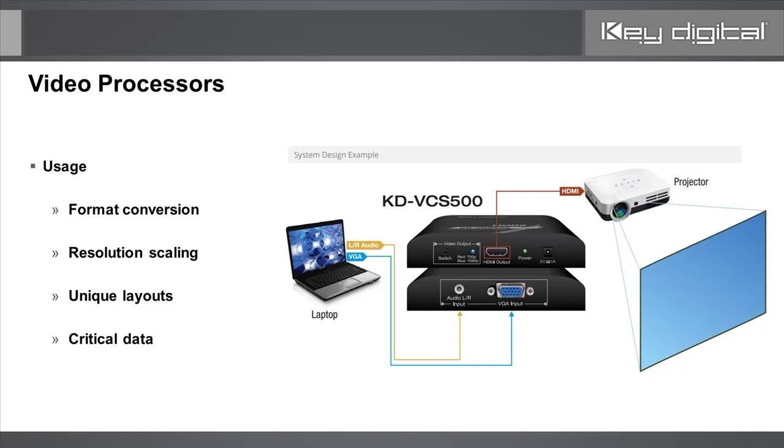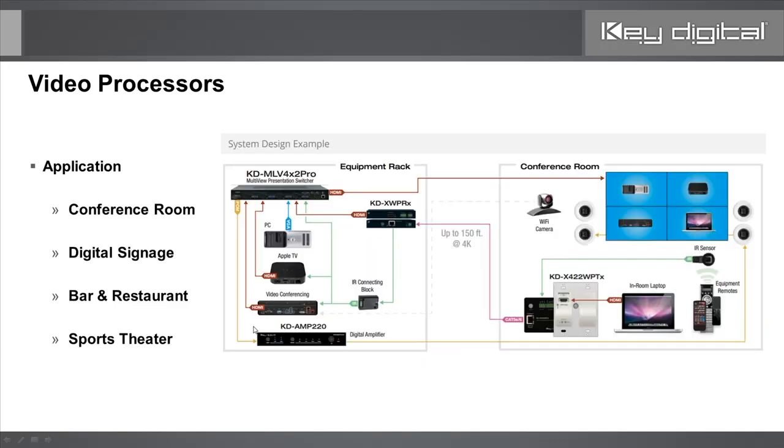But anymore, it's more about having unique layouts on the screen. They can help foster better collaboration and viewing of critical data. So those applications where you may be using those video processors, conference rooms, of course. We talked about the format conversion from analog to digital, VGA to HDMI.